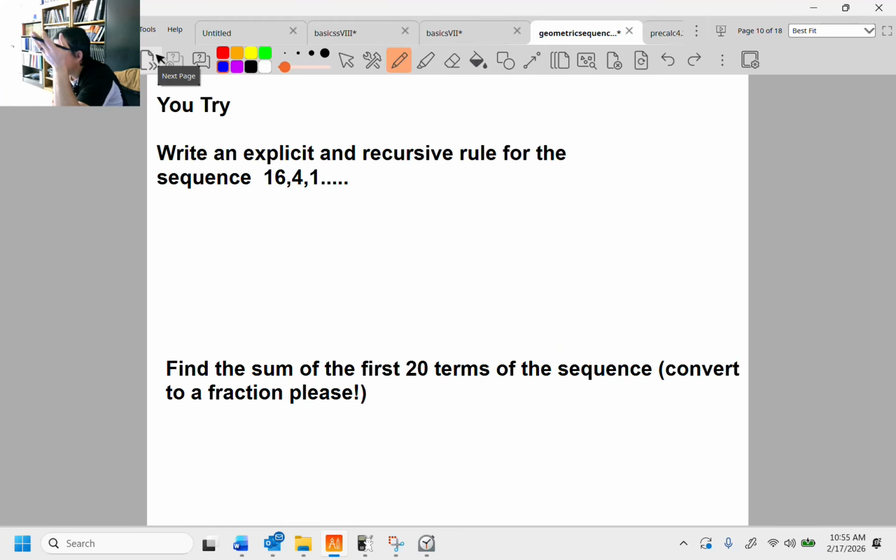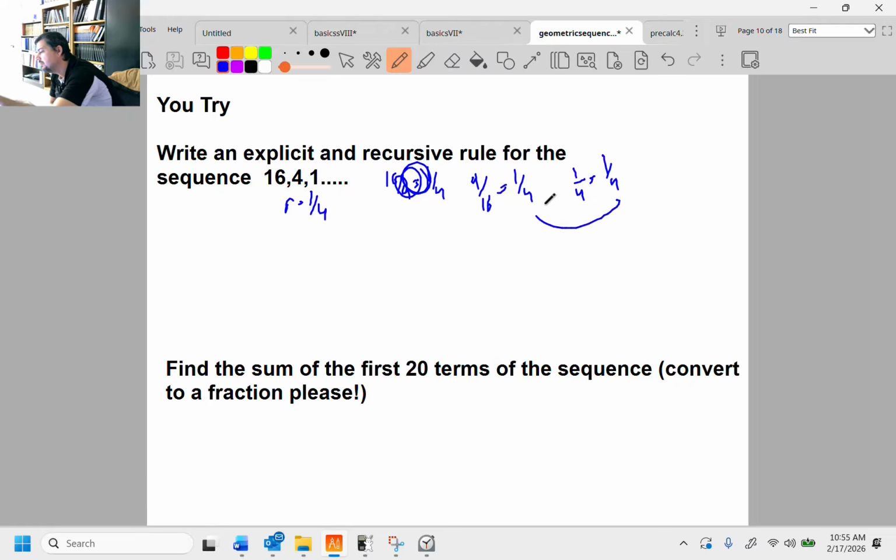All right. This is supposed to be a U-try, but these are notes for kids that were supposed to be in a flipped classroom, which you guys didn't want to do. Write an explicit and recursive rule for this sequence, 16, 4, 1. All right. So the ratio here is 1/4, because 4 over 16 is 1 over 4. I wrote that backwards, forgive me, I am tired. And 1 over 4 is also 1 over 4. So we have a common ratio of a quarter. This is your first term.